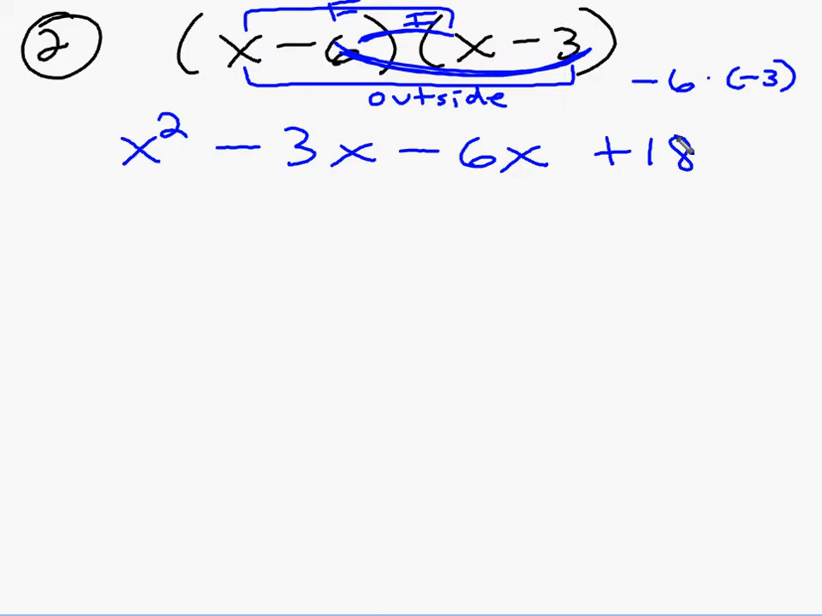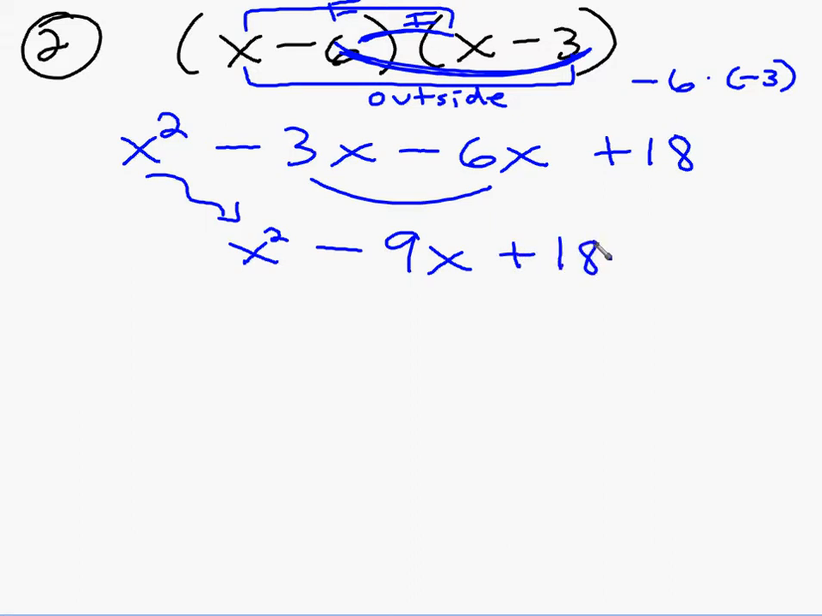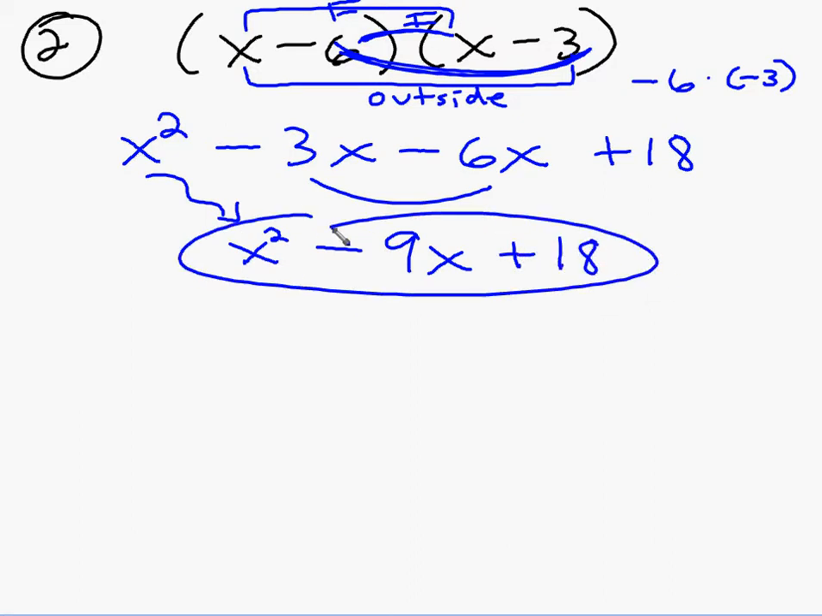Now we just need to combine my like terms in the middle. What is negative 3x and negative 6x? Negative 3 minus 6, it's negative 9. Bring down your other terms, x squared minus 9x plus 18. And that is your answer.